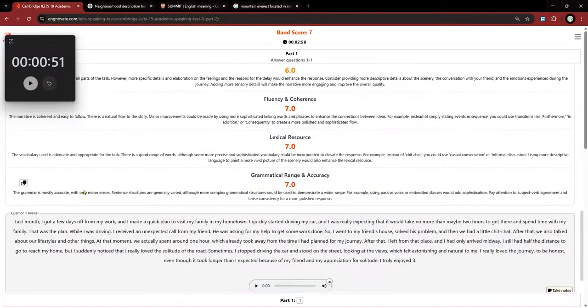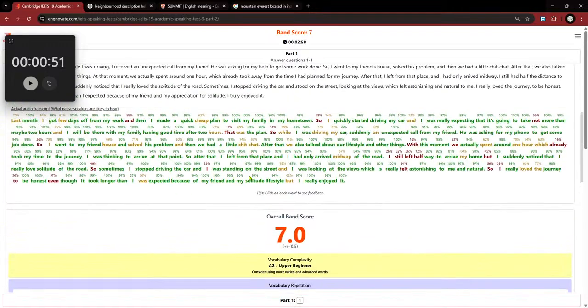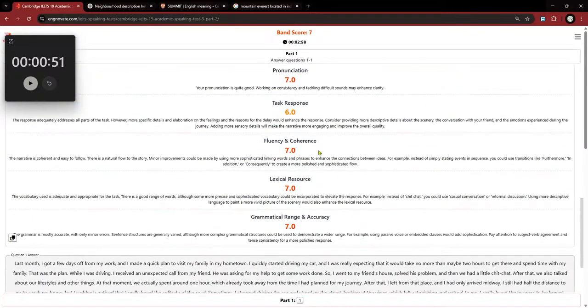Grammar mostly was accurate. Grammatical traits could be, for example, using passive voice embedded. I don't know what this is. I know about passive voice. Okay, A2 available vocabulary. Task response was 6.